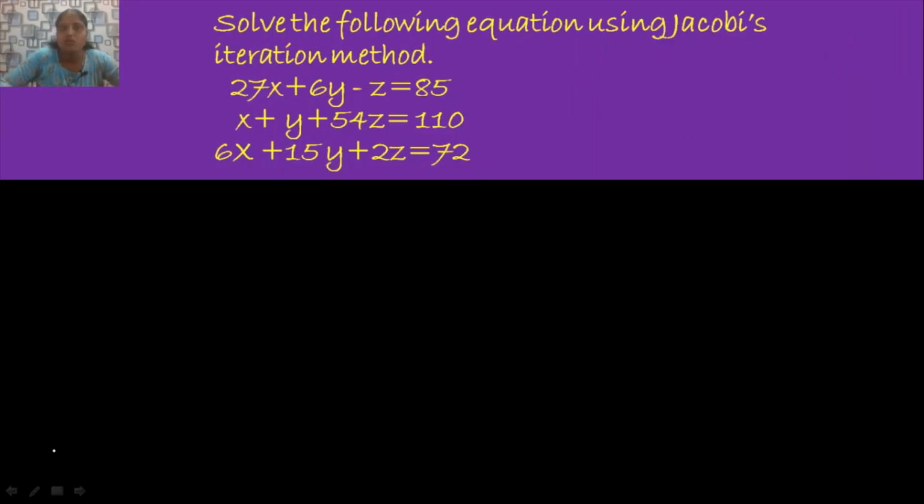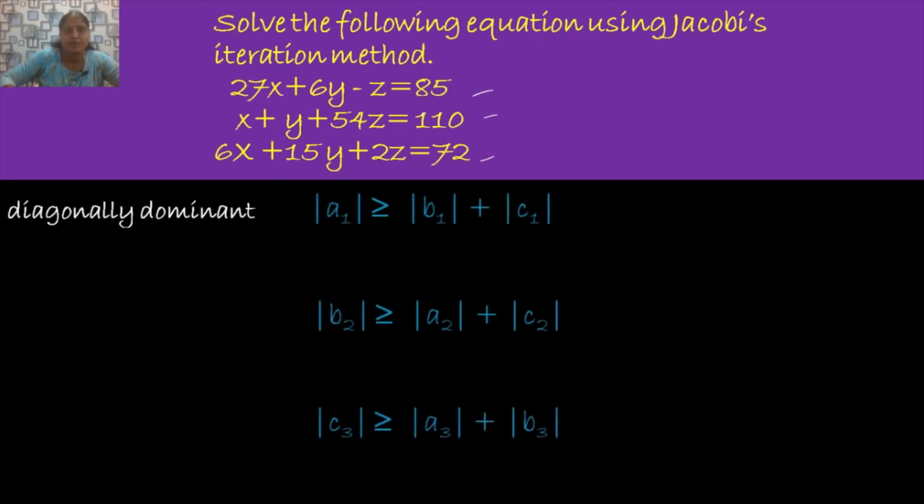Now let's move on to another problem and see how to calculate the solution if the given system of equations doesn't satisfy the diagonally dominant property. These are the given system. There are 3 equations along with 3 variables. Let's first check whether the given system satisfies the diagonally dominant property or not.